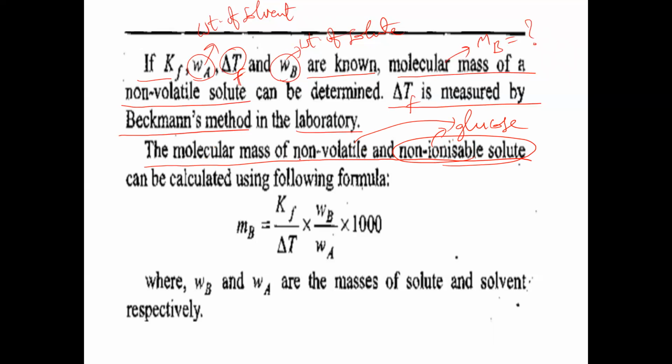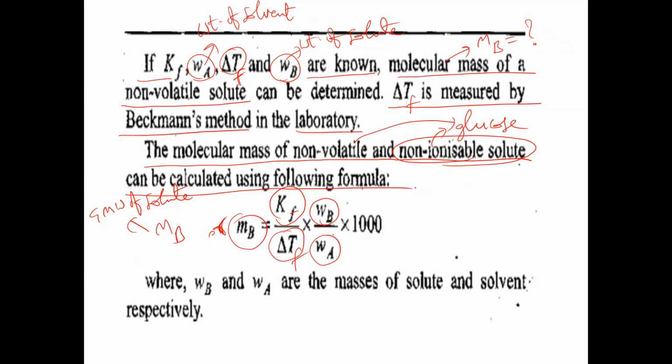So the molecular mass of a non-volatile and non-ionizable solute can be calculated using the formula for MB, the gram molecular weight of solute. MB is equal to Kf by delta Tf into weight of solute by weight of solvent into 1000. Where did we get this one from?